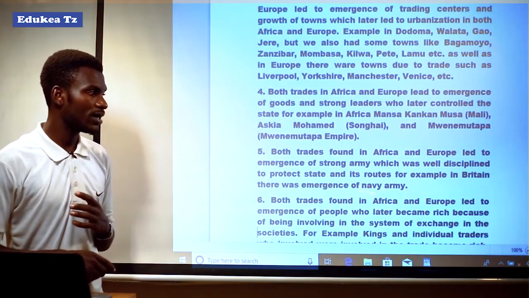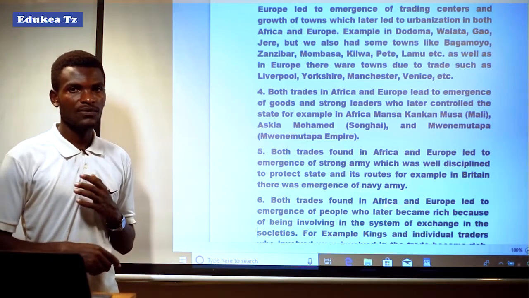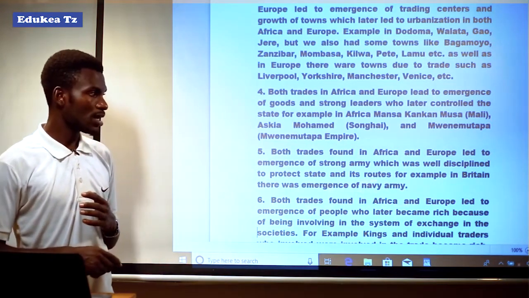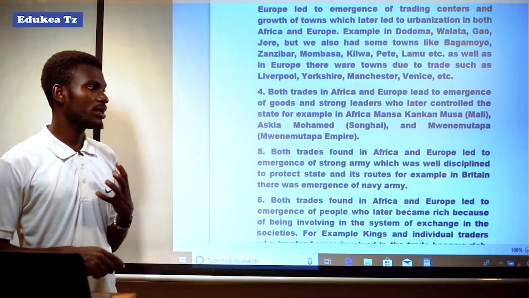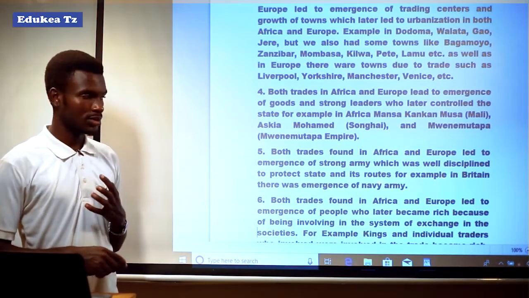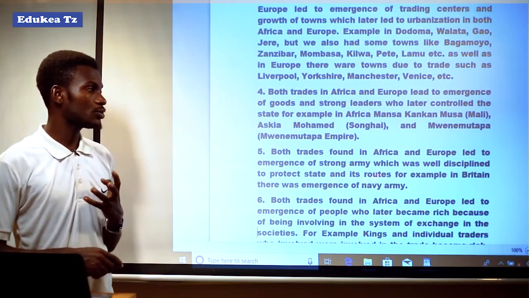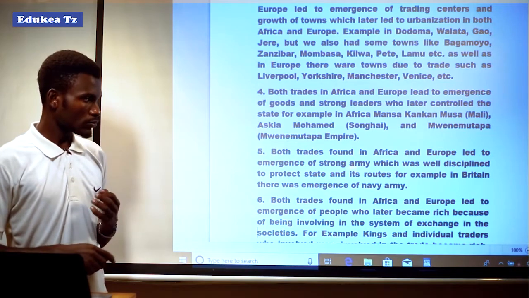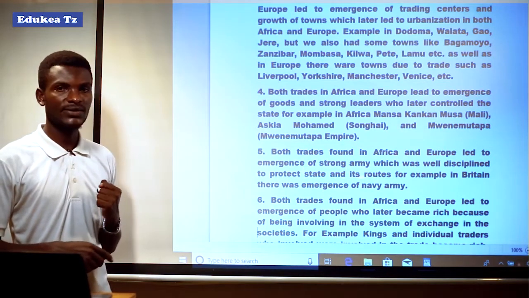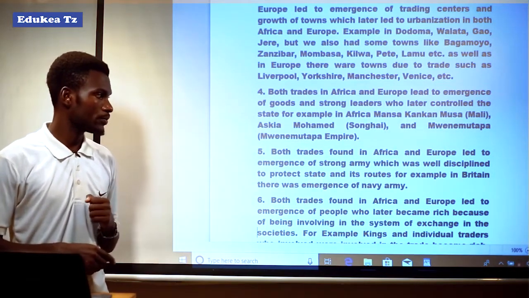For example, the Navy Army of Britain, which was developed under Queen Elizabeth of England. These were armies which were the result of trading activities in Europe.